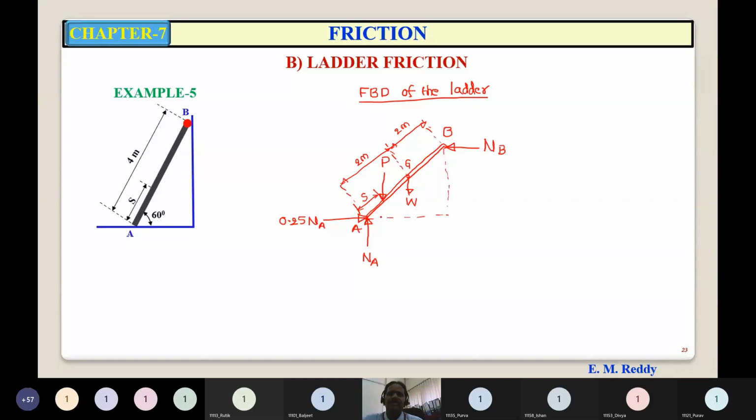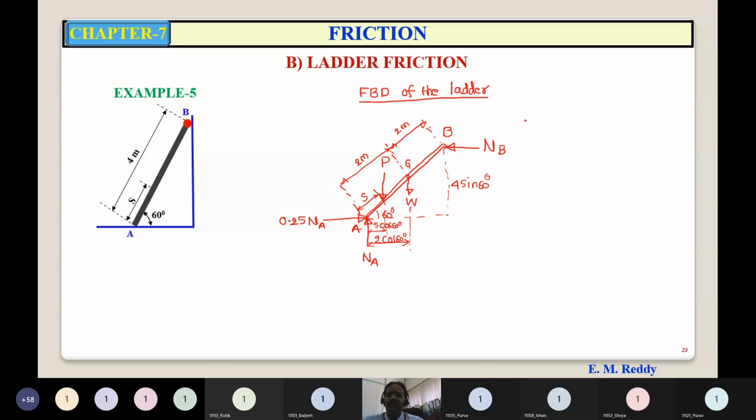Now the remaining part is just geometry. You have this angle as 60 degrees. The total length is 4 meters, so the opposite side is 4 sine 60. We have this as 2 cos 60. I am finding all the perpendicular distances. This will be S cos 60.